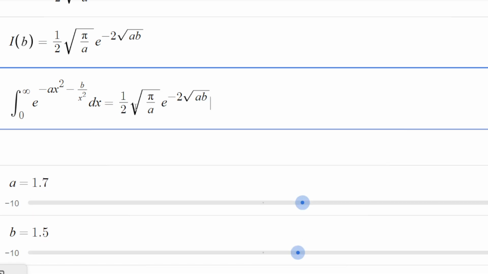And let's see, can we clean that up a little bit? I think that's about as good as it's going to get. Yeah, so any integral of this form is equal to this. And I will be using this formula in upcoming videos, so stay tuned.